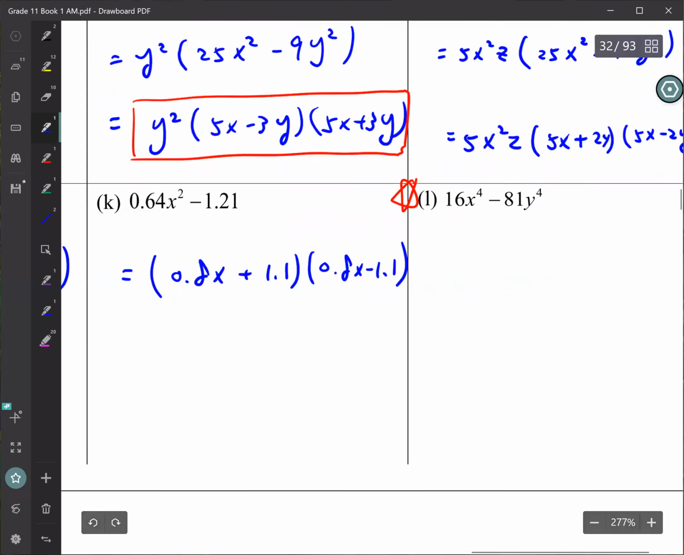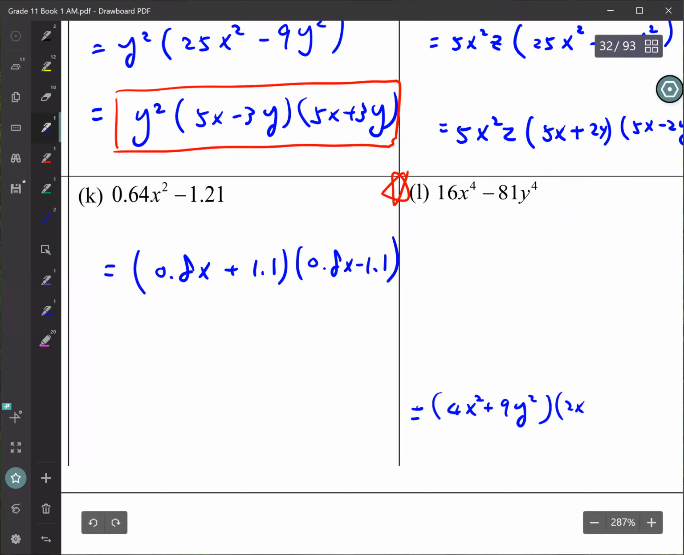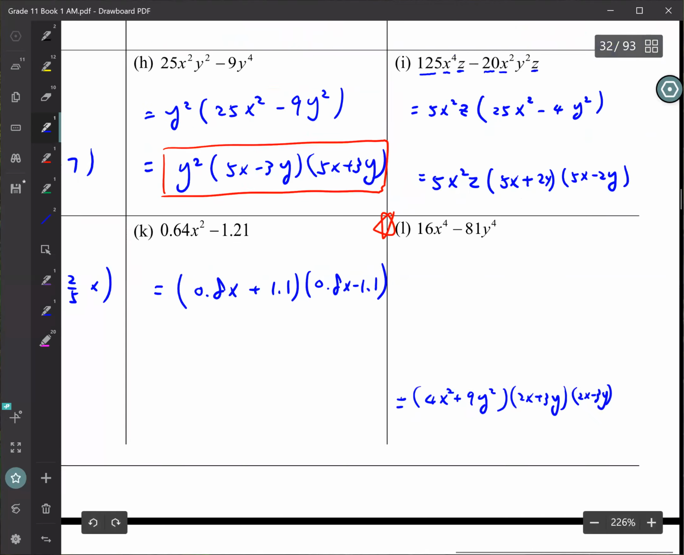Okay, last one, L. Okay, Colin, what's your answer for this one? 4x squared plus 9y squared and then bracket 2x plus 3y, 2x minus 3y. Oh, okay, it speaks so fast. 4x squared plus 9y squared, and then bracket 2x plus 3y and then 2x minus 3y. Okay, so this one is a little bit different, right?